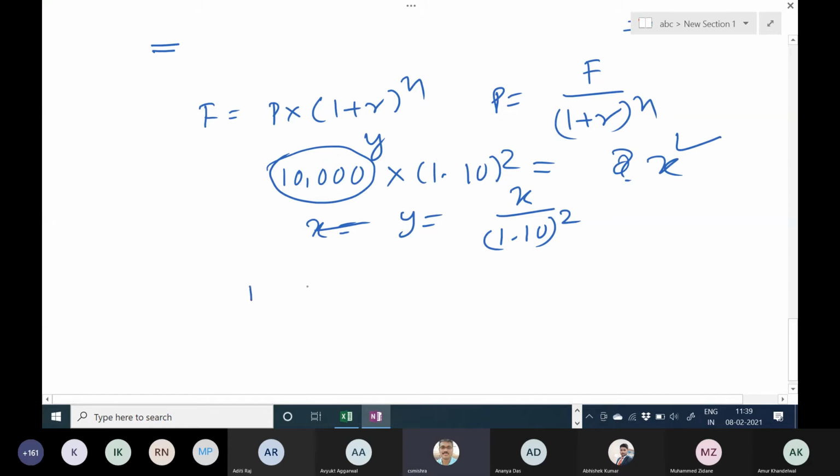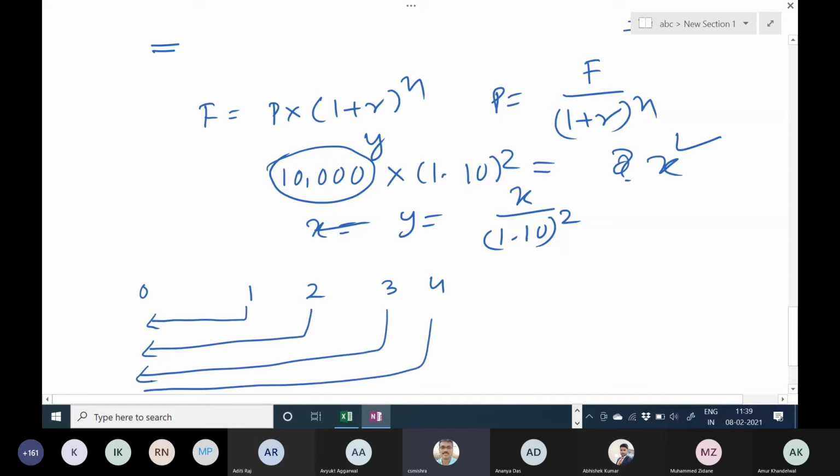If you have 1, 2, 3, 4 like this, you are at time 0. What do we do here? We bring each of these back to time 0. This is called present value, correct? So you discount how many times? 1 plus r to the power 1, this will be 1 plus r to the power 2, this will be 1 plus r to the power 3, this will be 1 plus r to the power 4, correct?